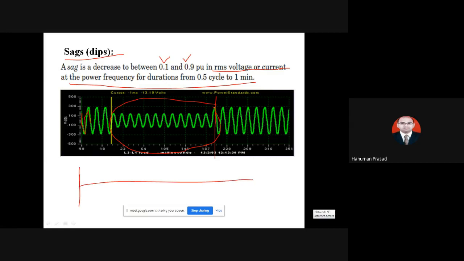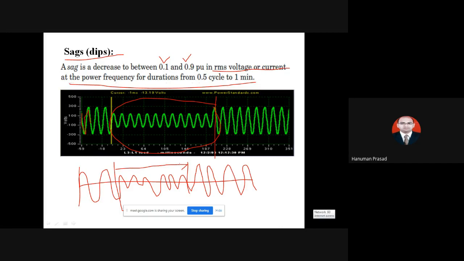This is your waveform. But suddenly, for a short duration of 0.5 cycle, it dips like this, and again it comes back to the original position. That means this is called the voltage sag. Voltage sag means your voltage is decreasing for a duration of 0.5 cycle to 1 minute. This is called the voltage sag.